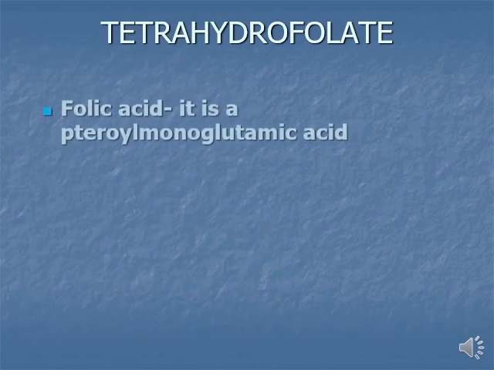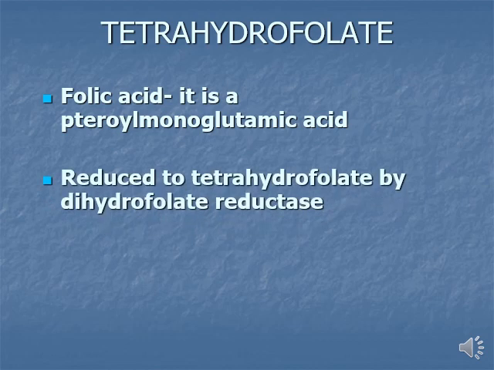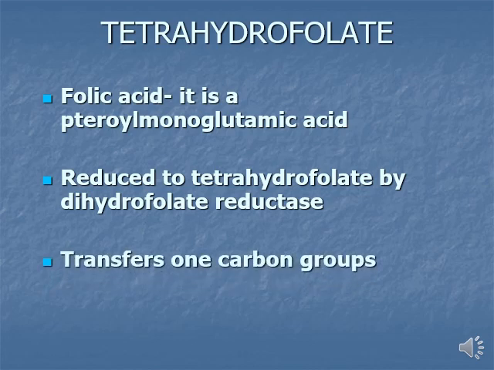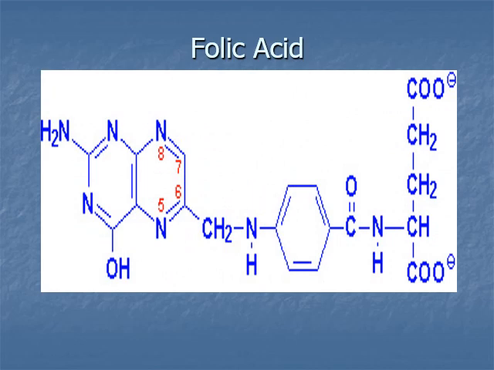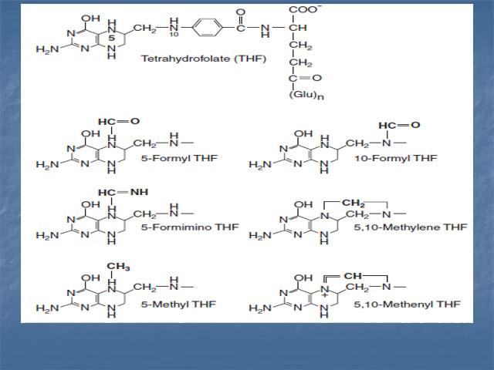Tetrahydrofolate. Its precursor is folic acid, which is a pteroyl glutamic acid. It is reduced to tetrahydrofolic acid by dihydrofolate reductase, and it transfers 1 carbon groups. This is the structure of folic acid. These are the structures of tetrahydrofolic acid and different forms of tetrahydrofolic acid like 5-formyl tetrahydrofolic acid, 5-formimino tetrahydrofolic acid, 5-methyl tetrahydrofolic acid, 10-formyl tetrahydrofolic acid, 5,10-methylene tetrahydrofolic acid, and 5,10-methenyl tetrahydrofolic acid.